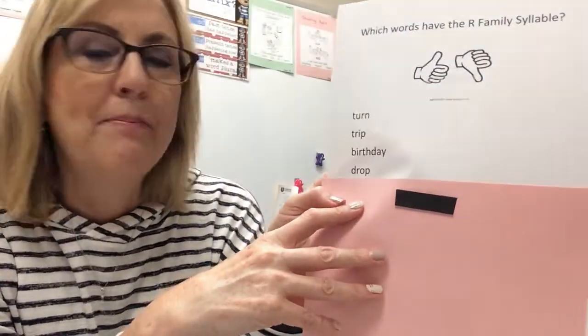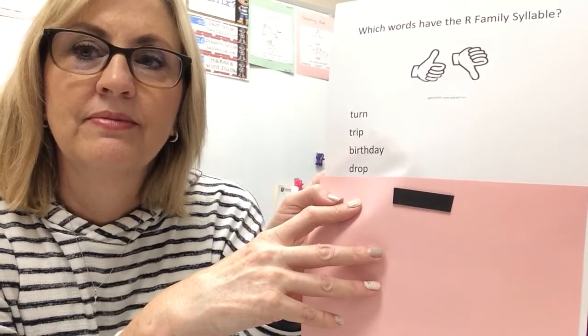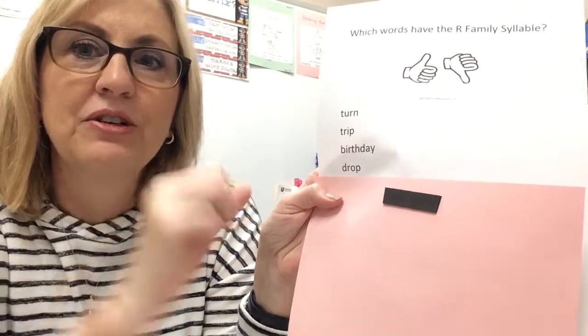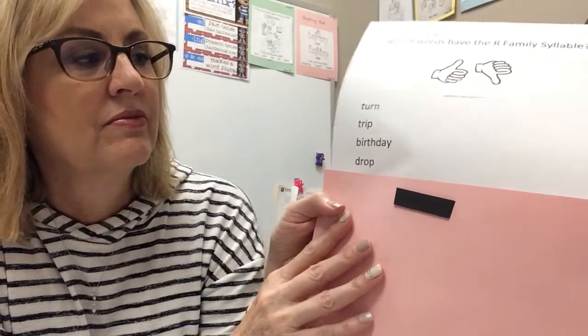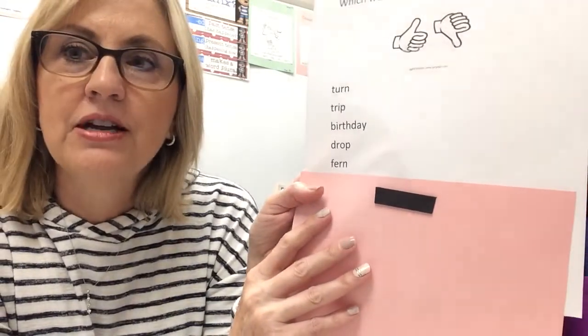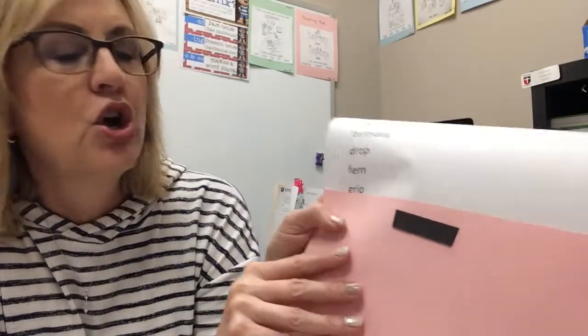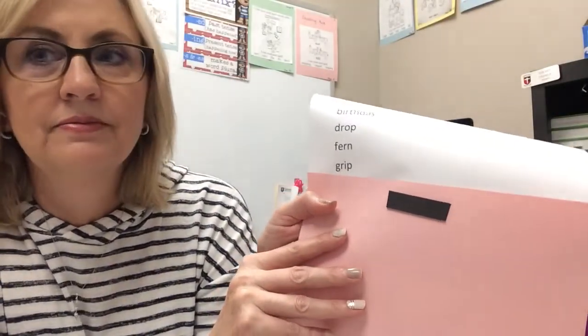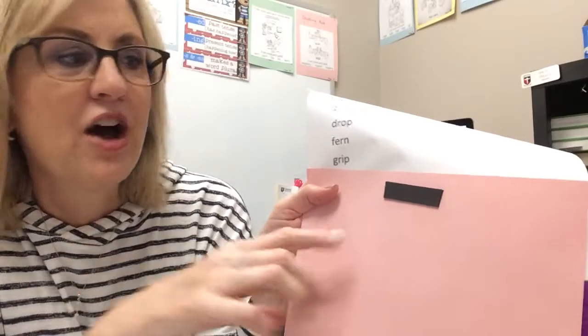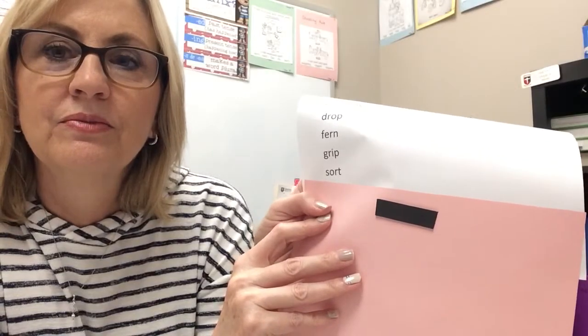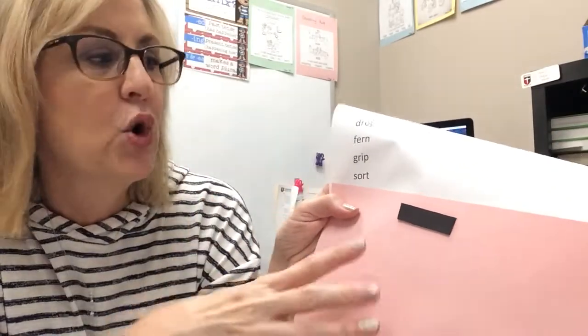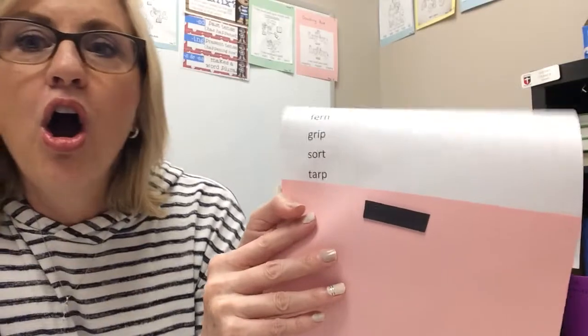What about drop? That's thumbs down. Fern? Yes, E-R. Grip? Thumbs down. Sort? Thumbs up, has the OR. What about tarp? Thumbs up, AR. Okay, very good.